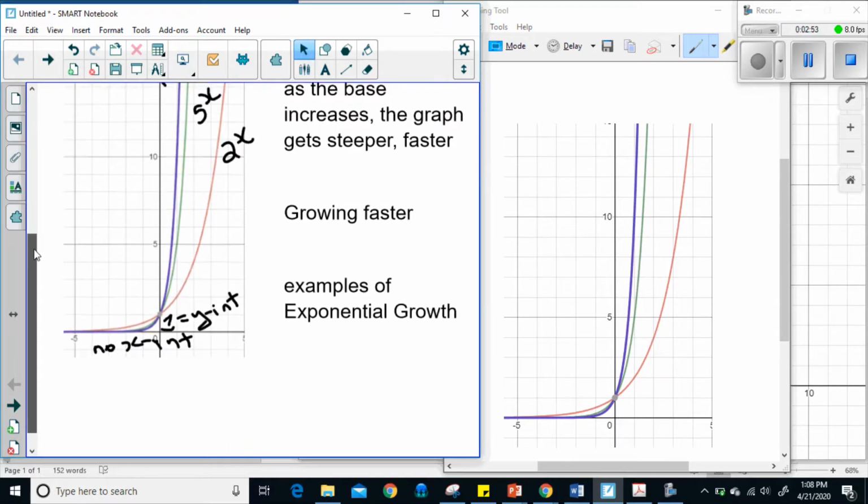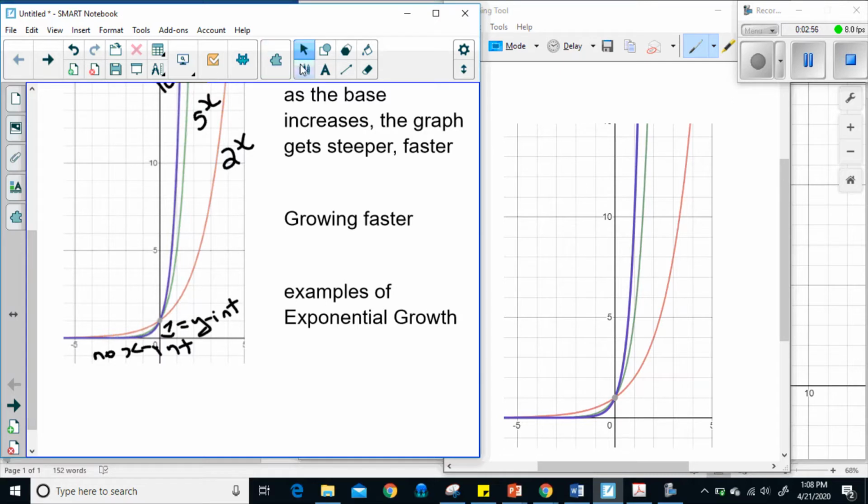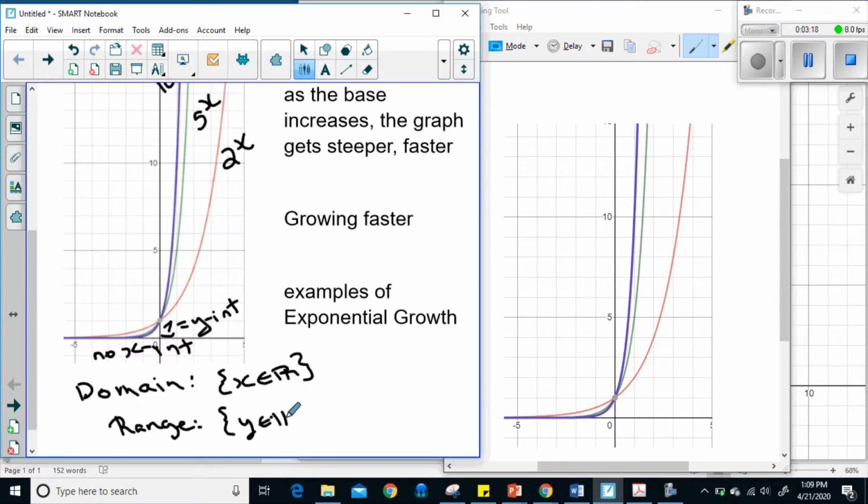So that's kind of interesting too. So if I were to write out my domain and range for these ones, they're all going to be, for domain, x is any real number, because I can put anything I want in as my exponent. But for range, notice that y is any real number, but y must be greater than 0. Never equals 0. That's right there where that y equals 0. That is what we call an asymptote.